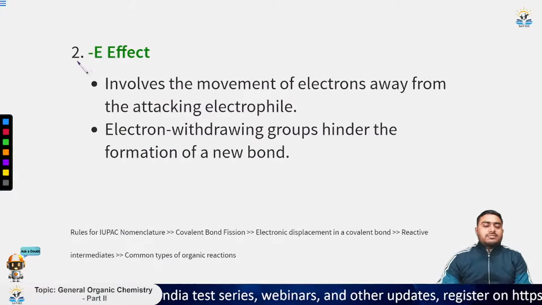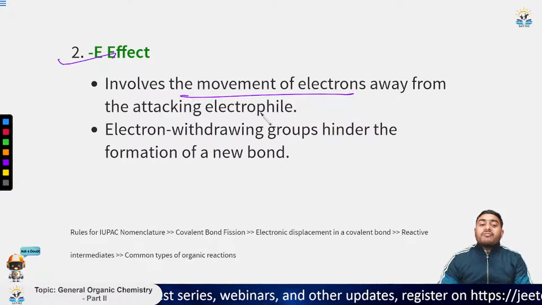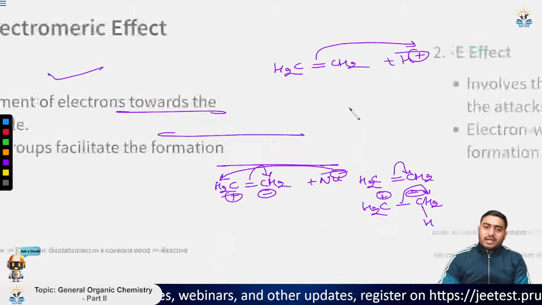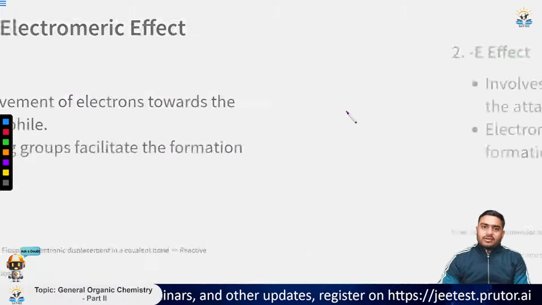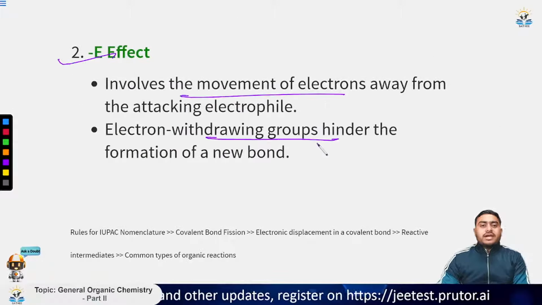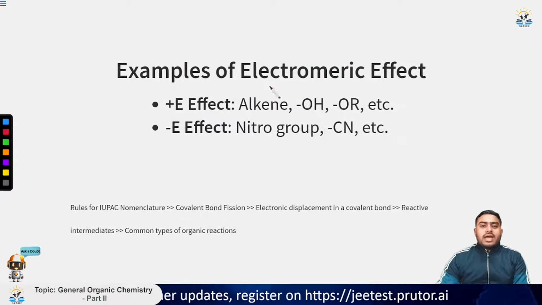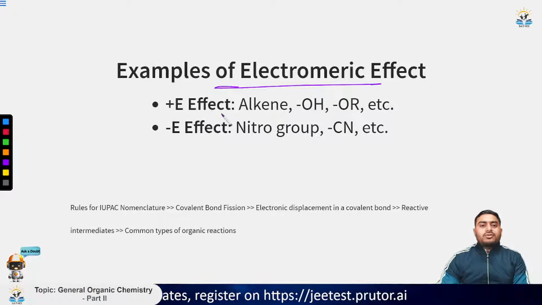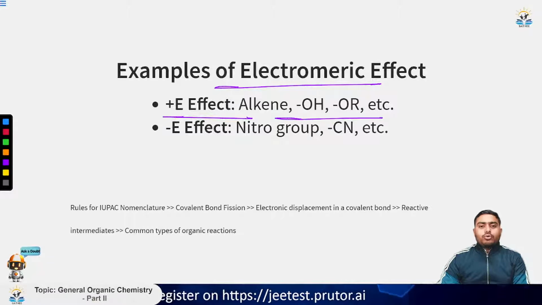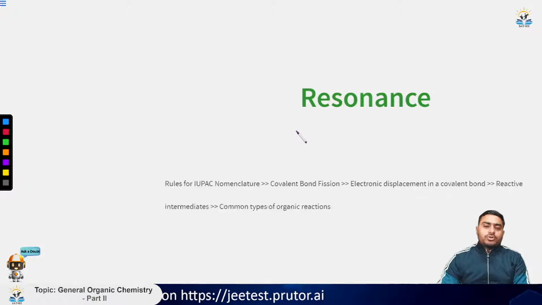Let's move to the next. The minus effect involves the movement of electrons away from the attacking electrophile, whereas in the plus effect it is towards the attacking electrophile. Electron withdrawing groups hinder the formation of new bonds. Examples of the electromeric effect: plus E effect, alkene, OH, OR; minus E effect, nitro group or CN.